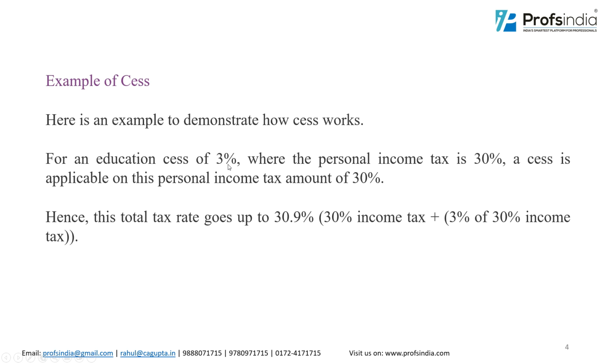Say right now there is a cess of 4%. Here is an example given as 3%. So if the cess is applied on 30% income tax, the total tax rate goes up to 30.9%, that is 3% of 30%. If it is 4%, then it goes up to 31.2%. So the 0.9% goes for the purpose of education, which the government will spend for educational purposes, and the 30% goes without any specific cause, as fit in the budget.